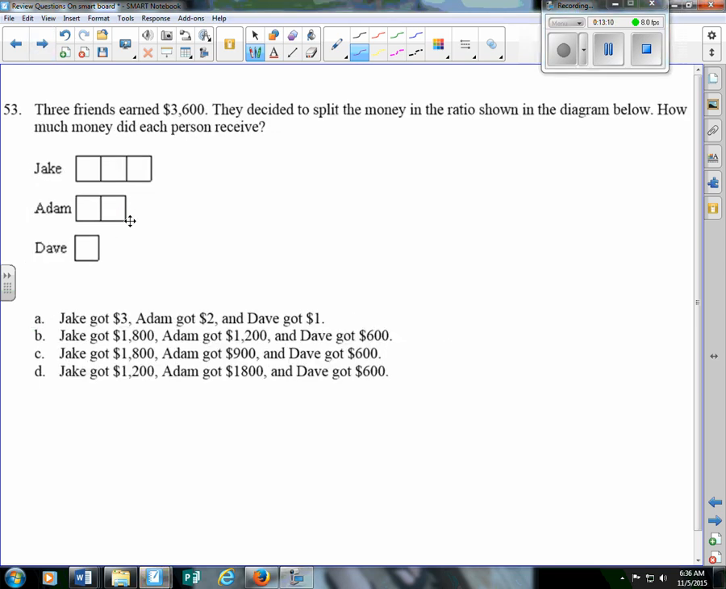Next, same idea. 3 friends earned $3,600. They decided to split the money into a ratio shown. How much money did each person receive? $3,600 between all the friends, which is 6 parts. So each one is going to be $600. So if we look, Jake got $1,800. Adam got $1,200. And Dave got $600. So this is gone. This one's gone. Adam got, there we are. B is going to be the correct answer.